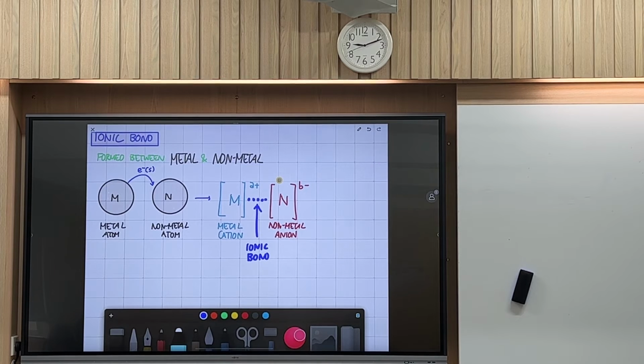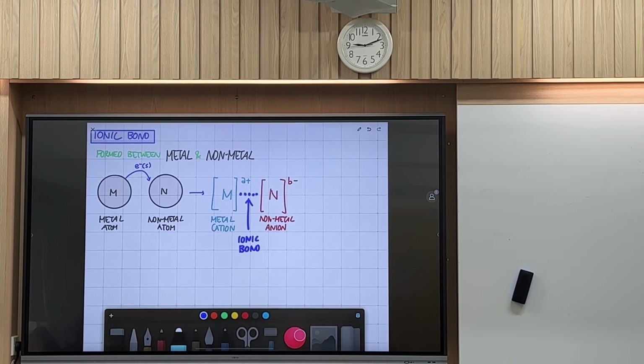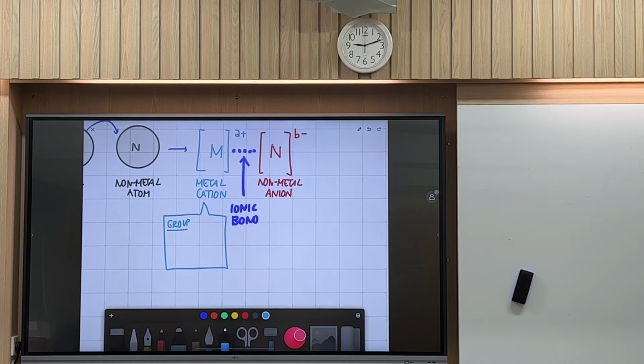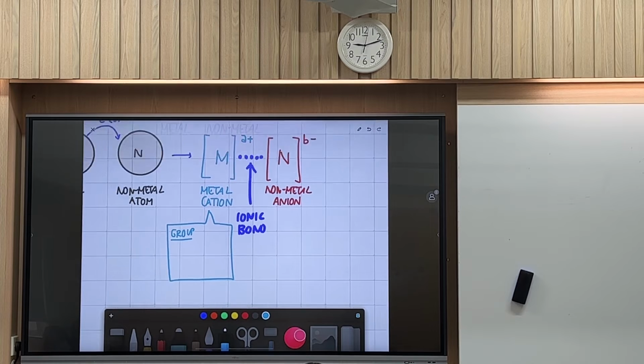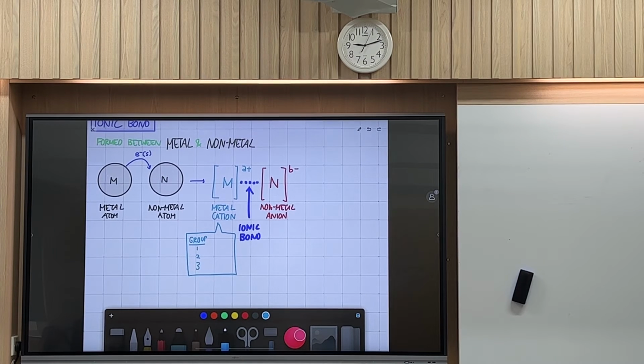Now, the charge of the metal ion depends on the group number. Which three groups form positively charged ions? Group 1, 2, 3. They form ions with charge of +1, +2, +3. Kind of boring, right? So group 1, 2, 3, their charge will be +1, +2, +3.